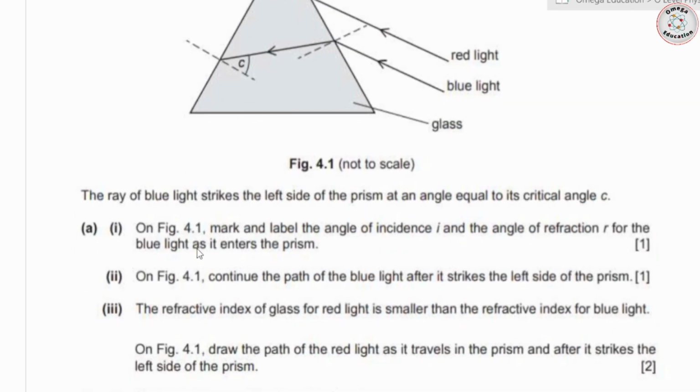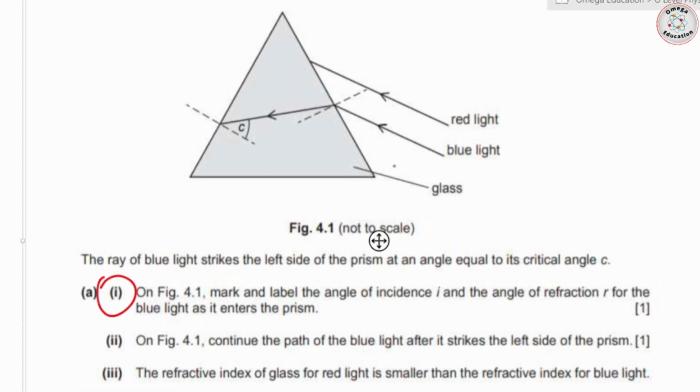On figure 4.1, mark and label the angle of incidence and the angle of refraction for the blue light as it enters the prism. Alright, so the angle of incidence would be the angle between normal. This dotted line represents normal. So the angle between normal and incident ray would be the angle of incidence. The angle between normal and the refracted ray would be the angle of refraction, marked by R.